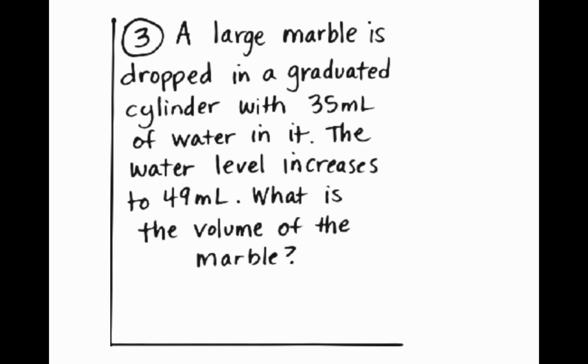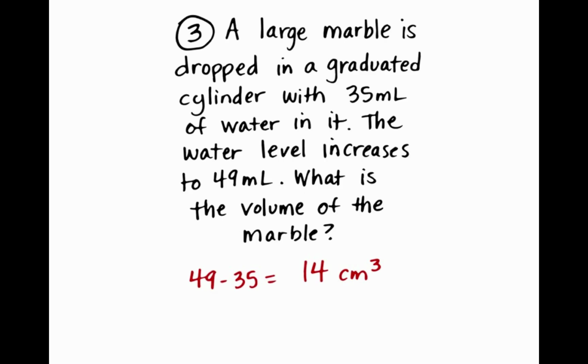Number 3, a large marble is dropped into a graduated cylinder with 35 milliliters of water in it. The water level increases to 49. So this goes back to my first video and talking about what is displacement. So we're going to do some very simple subtraction here. And so the volume of the marble, remember, we're going to take the after level and subtract the before. So 49 milliliters minus 35. And so our displacement, our volume of the marble, should be 14 milliliters or 14 centimeters cubed.